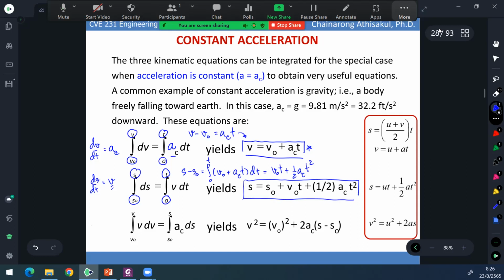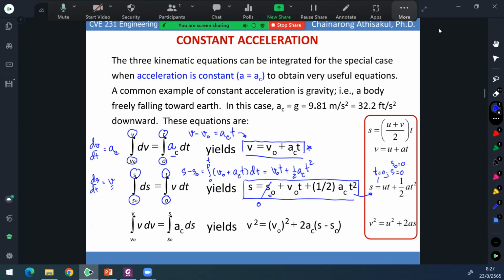Then we rearrange to get this equation. If the particle moves from the starting point, we may set s0 equal to 0 when time equals 0, so the equation simplifies to this case, where s0 is equal to 0. But if not, do not forget to substitute s0 into the equation also.